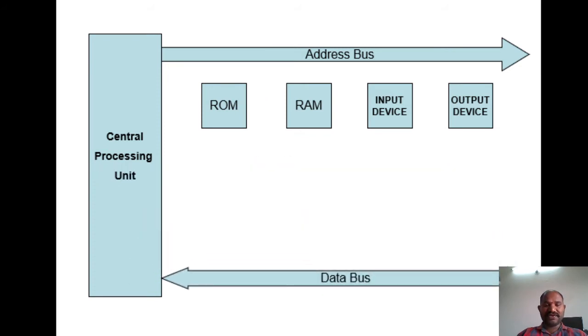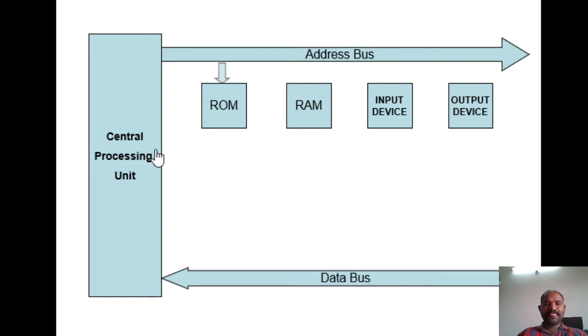So another component which is going to be used for interfacing these things is the data bus. The other bus is a data bus. So here we have the address bus and the data bus. Using these two buses, we are connecting these components to the central processing unit.